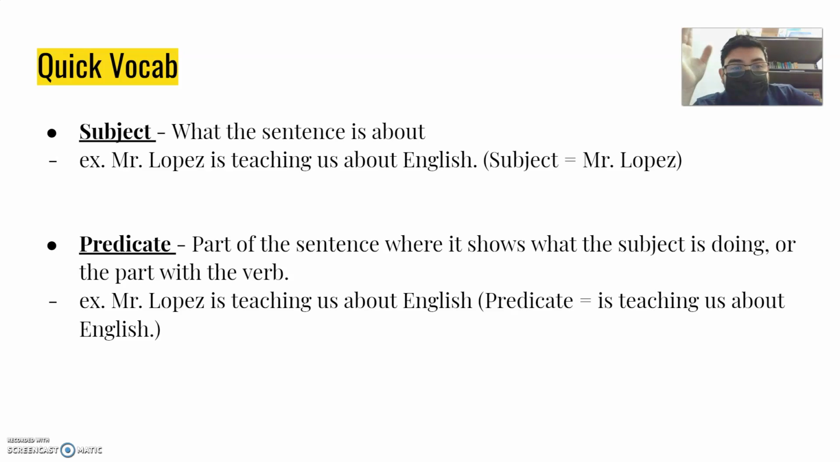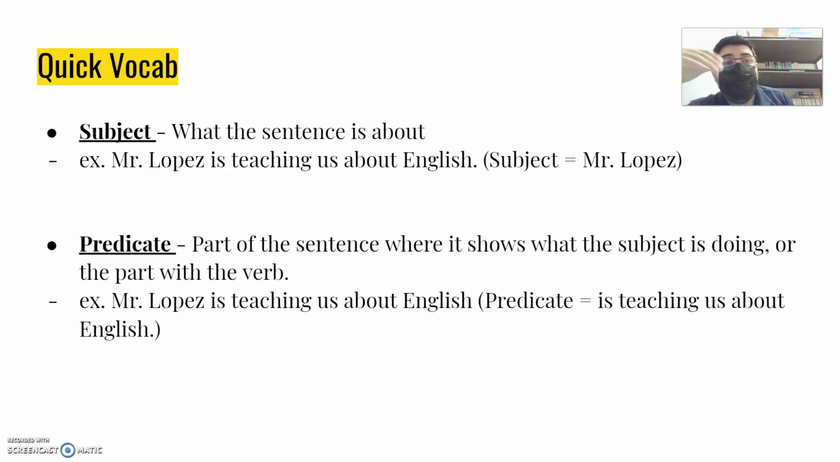Subject. That's what the sentence is about. So look at the sentence: Mr. Lopez is teaching us about English. The subject would be Mr. Lopez. The rest of it, teaching us about English, is the predicate. It's the part of the sentence where it shows what the subject is doing, or the part with the verb.